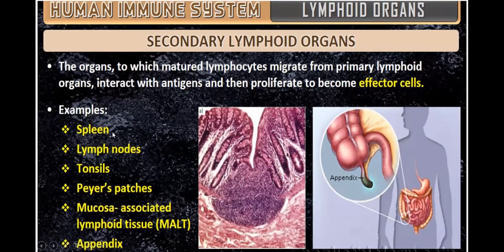So you have to remember these names: spleen, lymph nodes, tonsils, Peyer's patches, mucosa associated lymphoid tissues, appendix. These are the examples of secondary lymphoid organs. Bone marrow and thymus are the examples of primary lymphoid organs.